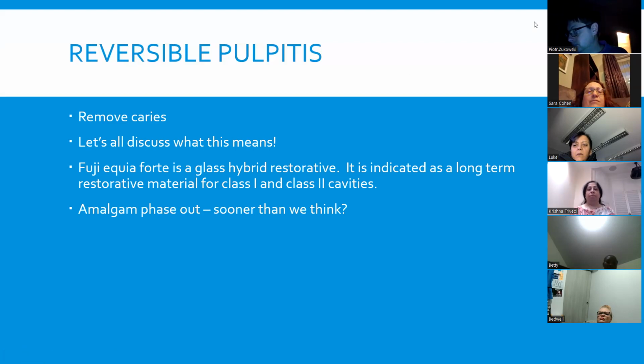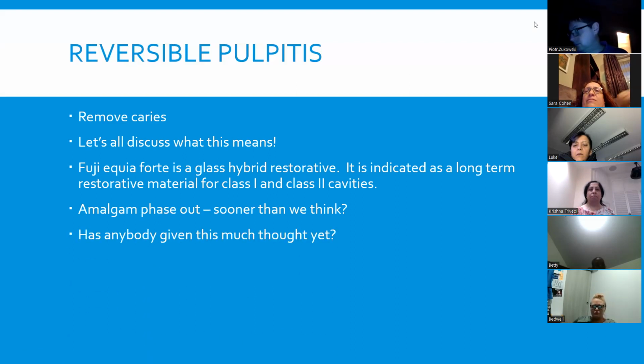If anyone wants to stay on at 7 o'clock and discuss this, I'll happily do so, because I'm interested as to what anyone's thinking is on this. Has anyone given it much thought? Okay, if anyone wants to stay at 7 o'clock, we can discuss this. It's nothing to do with out of hours work or emergency work, but it's interesting.